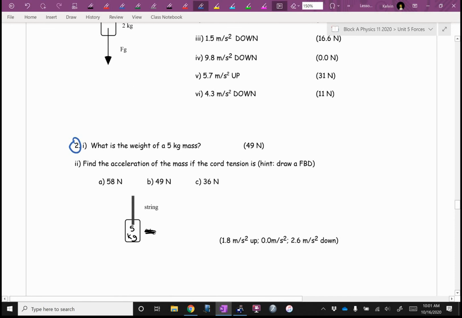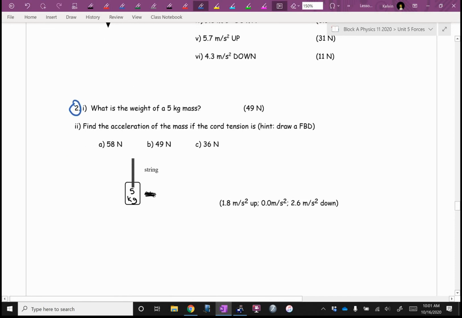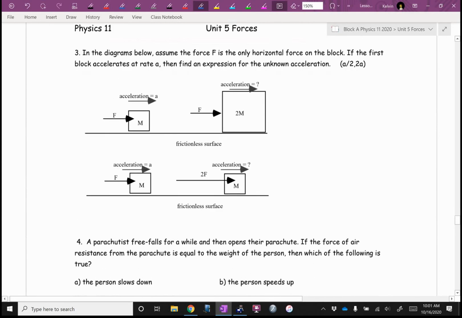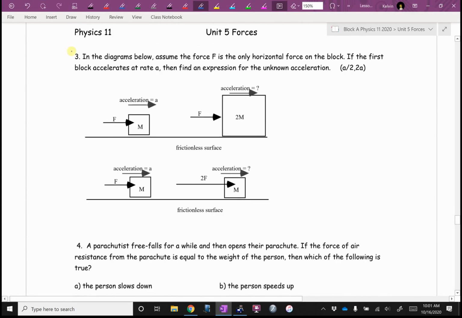Number 2 is good. Number 2 is a bit tricky, but I'm going to see if you can figure it out. Number 3, I'm going to skip. Normally, I would do it as an intro to Physics 12. One of the things we do a lot in Physics 12 is I'll give you a theoretical question with no numbers and just ask you to tell me what's going on. So here, the force is F, not 12, F. And if the first block accelerates at A, what would a block of 2m accelerate at? That's Physics 12. We start doing things algebraically.